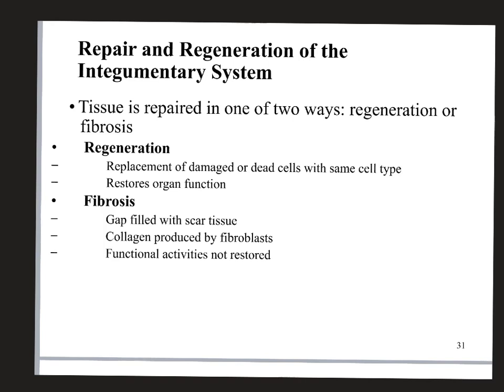So tissue is repaired in one of two ways: regeneration or fibrosis. Regeneration is you replace the damaged or dead cells with the same type of cell, and you restore the original function of that damaged area. The second type is fibrosis. This is commonly called scarring, right? The gap or the damage is filled with scar tissue. Scar tissue is collagen produced by fibroblasts, and the important difference is that the functional activities are not necessarily restored.